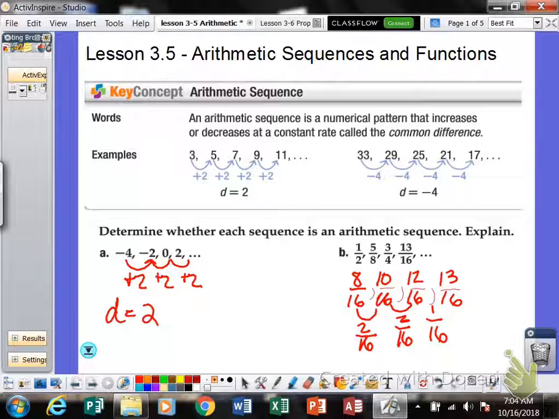So this is not arithmetic because it is going up by 2/16, 2/16, and then 1/16. It has to be the same every time.